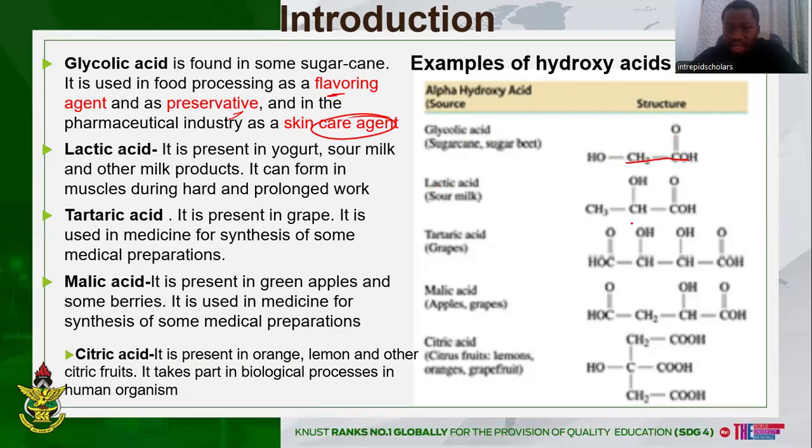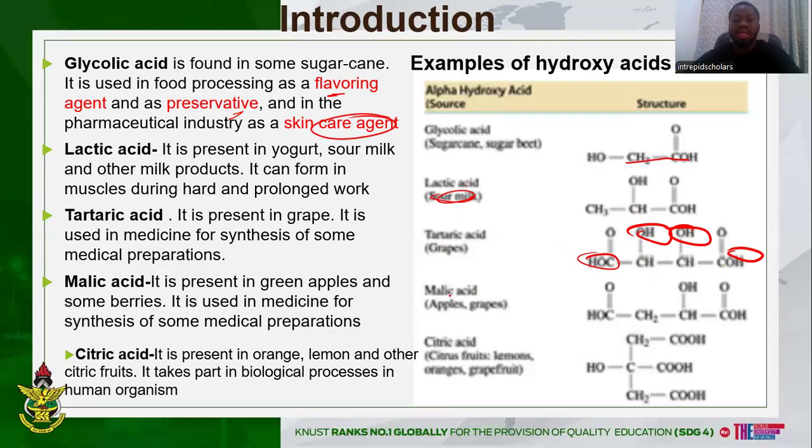The next one here is lactic acid. We have already come across lactic acid. It's in sour milk, right? And it can also be produced in the muscle upon prolonged exercise. The next one we have here is tartaric acid, which, like the first two, is a dicarboxylic acid, right? And it has two hydroxyl groups too, right? Tartaric acid can be used in some medicinal preparations.